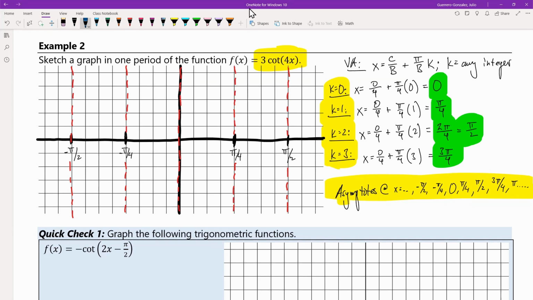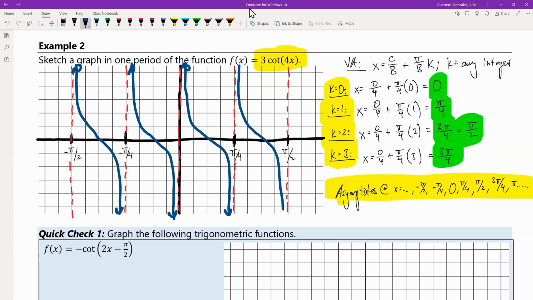So cotangent, right, that one's the one that starts up top, squiggles downward as it goes down. So this is one of them. Done. Next one. Done. Next one. Notice I'm not making a big deal about the 3 that's in front. Just know that that does a stretch, okay?